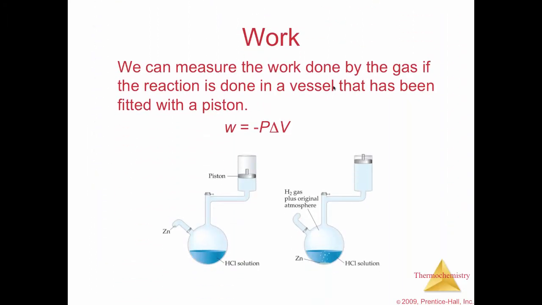We can measure the work done by the gas if the reaction is done in a vessel that has been fitted with a piston. The piston moves up or down to maintain a constant pressure in the vessel. If we assume for simplicity that the piston has no mass, the pressure in the apparatus is the same as atmospheric pressure. As this reaction proceeds, hydrogen gas forms and the piston rises. The gas within the flask is thus doing work on the surroundings by lifting the piston against the force of atmospheric pressure.